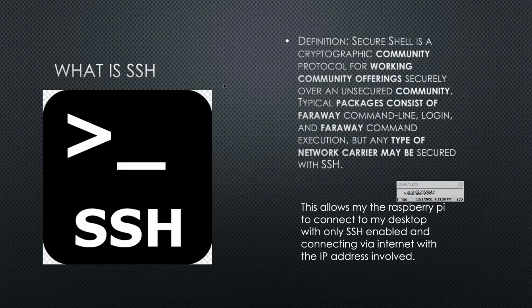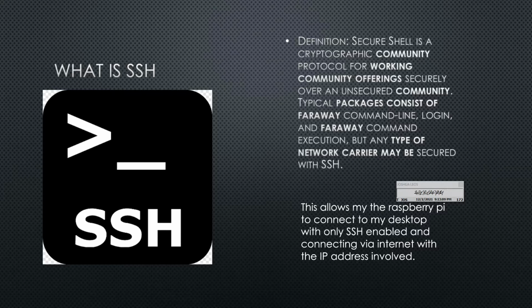So we're going to be talking about SSH. This is a next big step that's going to help you create what I said before, a media center for your Raspberry Pi. SSH is Secure Shell, a cryptographic network protocol for operating network services securely over an unsecured network. Typical applications consist of remote command-line login and remote command execution, but any network service can be secured with SSH.